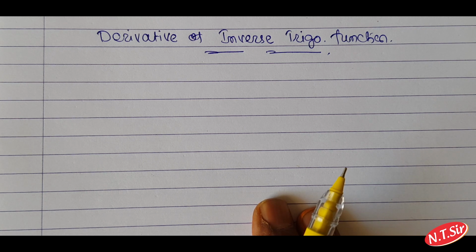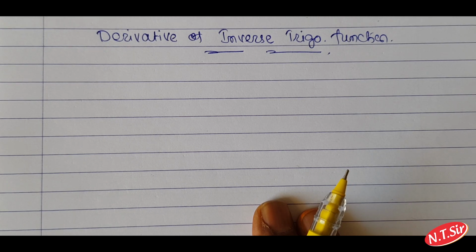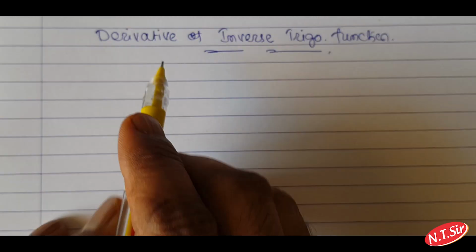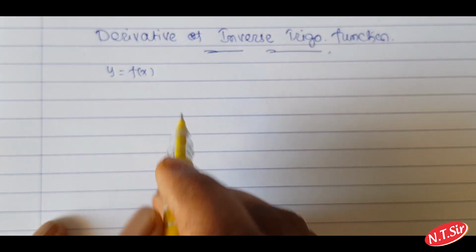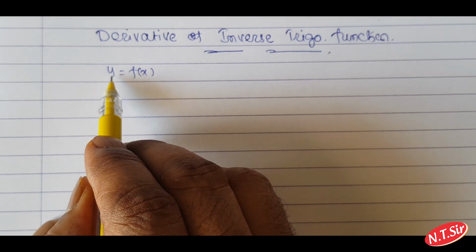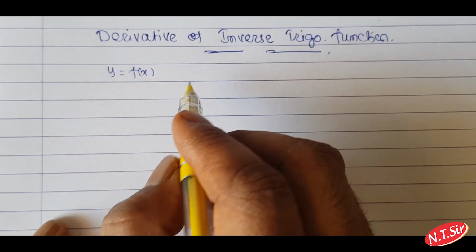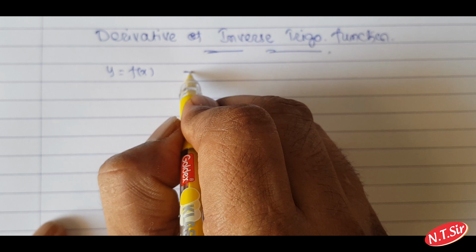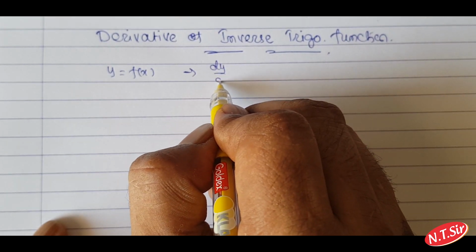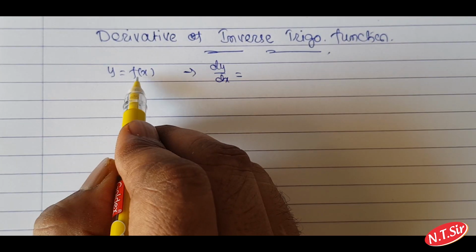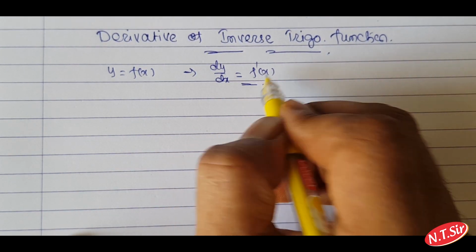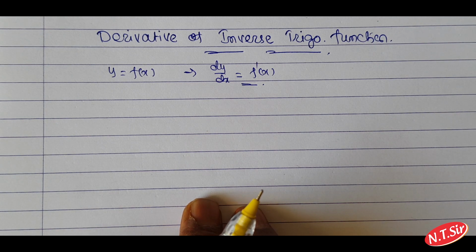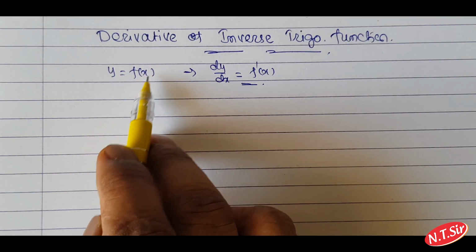Good morning, students. Today we are going to learn the derivative of inverse trigonometric functions. Suppose y is equal to f(x) is the given function. Then the derivative of this function y with respect to x is dy by dx, which is equal to f dash x. But we want to find out the inverse derivative.